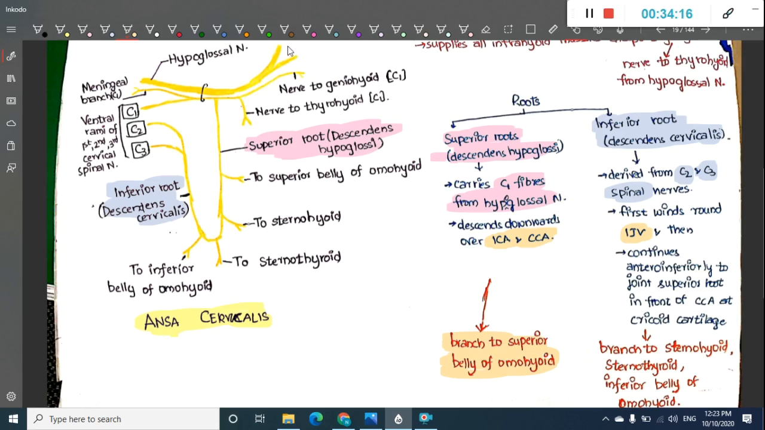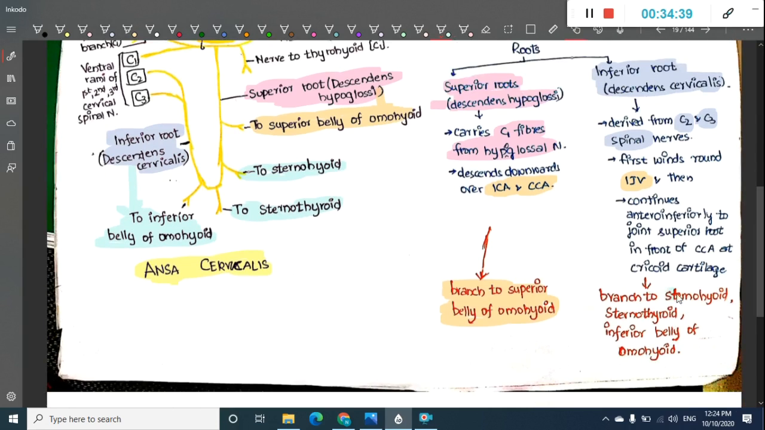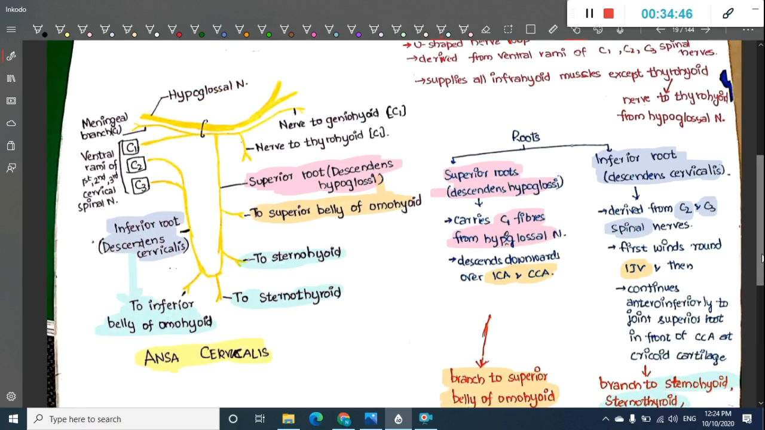So the superior root will give rise to the superior belly of omohyoid, right? This is from the superior root, whereas the inferior root gives rise to the inferior belly of omohyoid, sternothyroid, and sternohyoid. So this is from the inferior root, right? Sternohyoid, sternothyroid, and inferior belly of omohyoid. So this is about the ansa cervicalis.